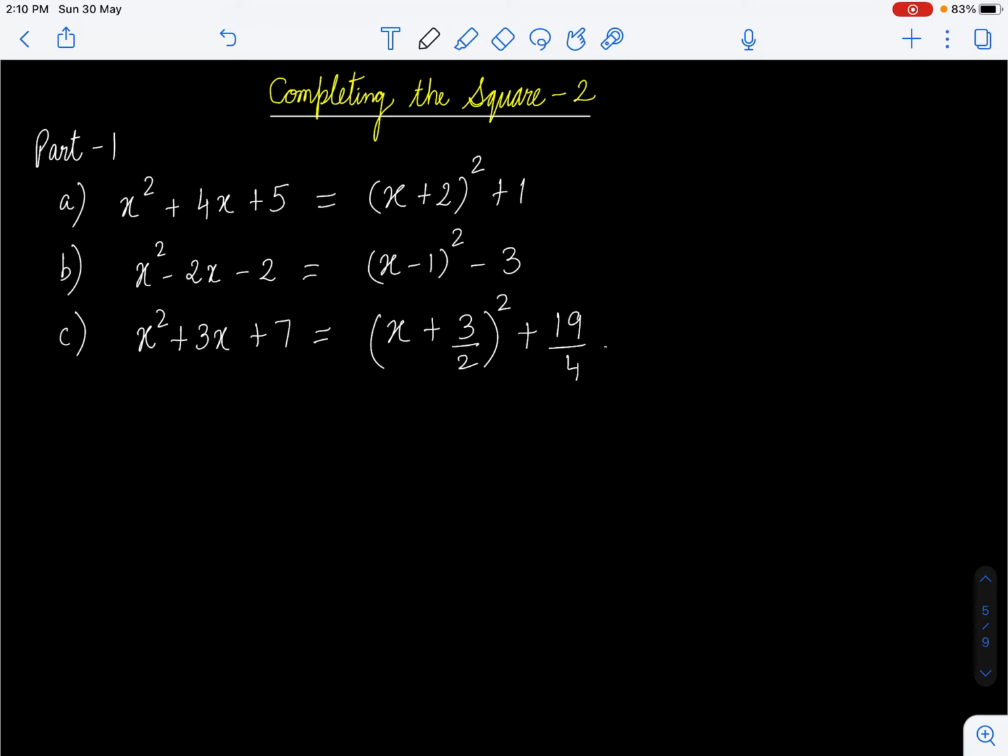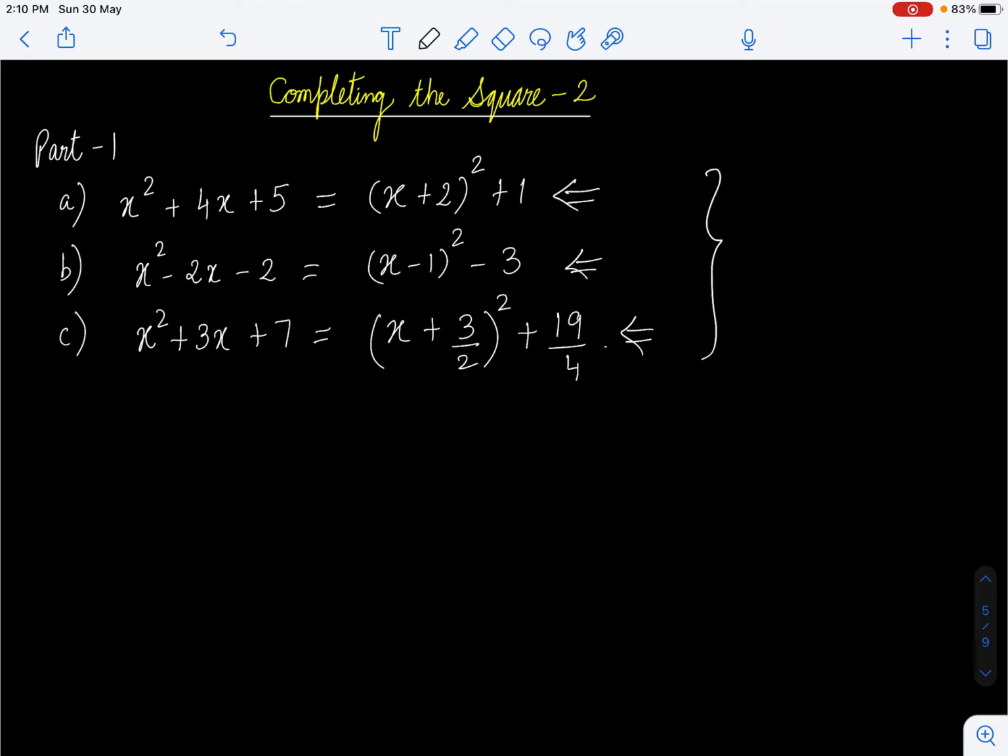So, in the previous video, completing the square part 1, we studied how to write x square plus 4x plus 5 in this form. The second question was x square minus 2x minus 2, how we can write this. And the third was x square plus 3x plus 7. So, how to write all of these by completing the square.